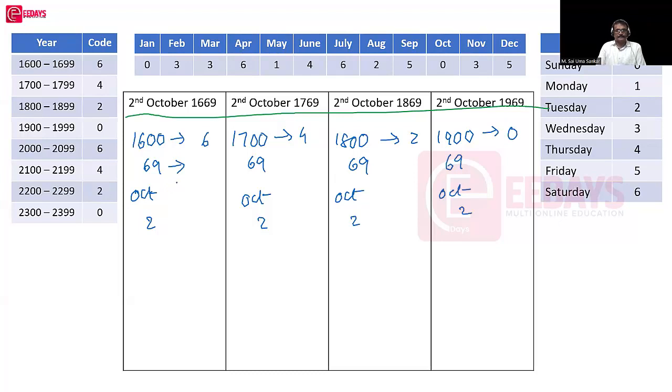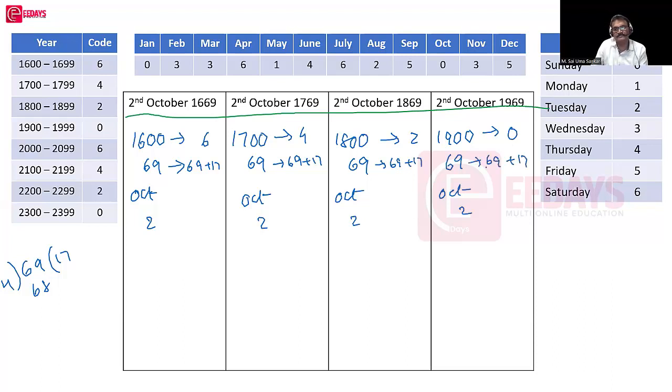And 69. What is the 69? 69 days plus how many leap years are there? If you divide the 69 with 4, 4 17 times 68. So this plus 17. This is also 69 plus 17. And what is the October? That is equal to 0. And what is the last one? This is equal to 2.